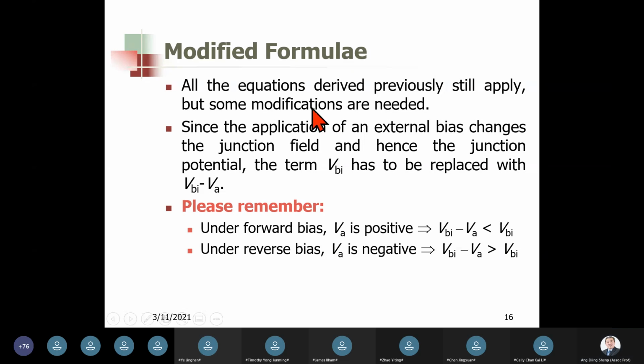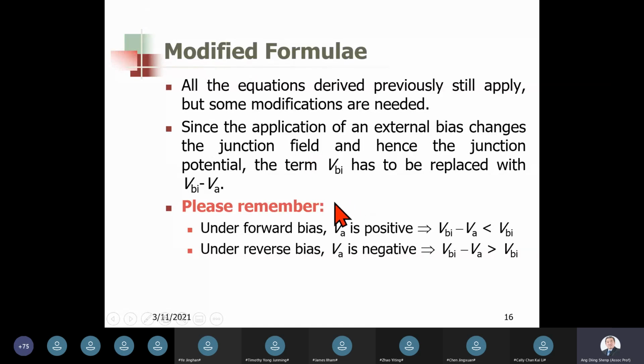So the next point I want to make is on the equations that we derived previously under thermal equilibrium condition. Since we now understand that the junction electrostatics are modified under external voltage biasing, obviously we cannot use the same equations anymore. Fortunately, we do not have to rederive all the equations. We just need to make some straightforward modifications.